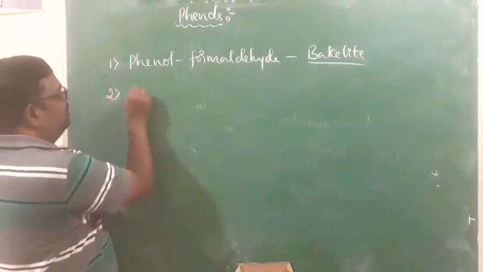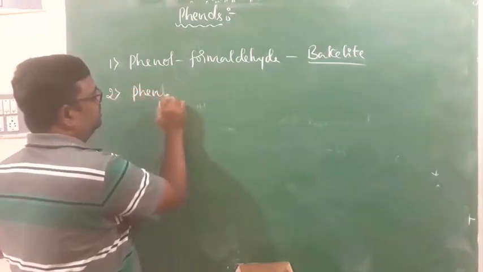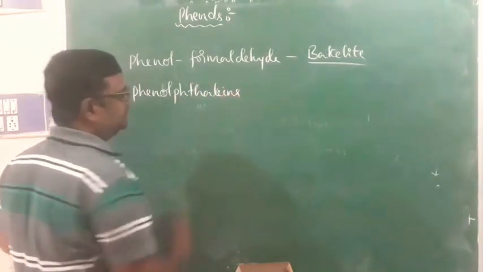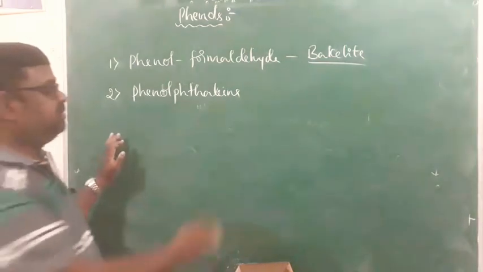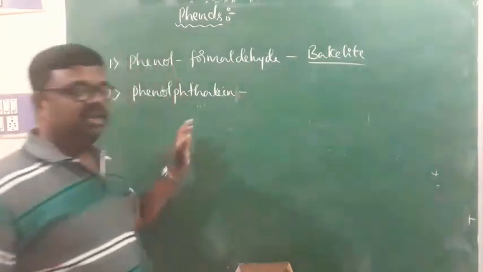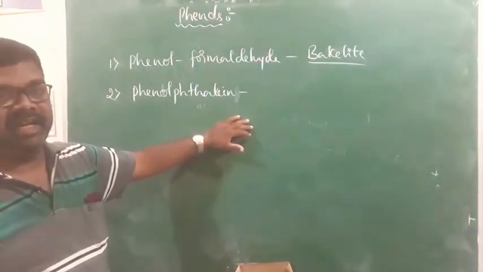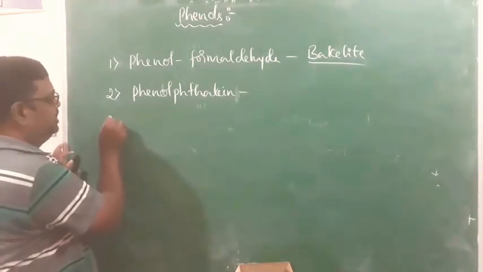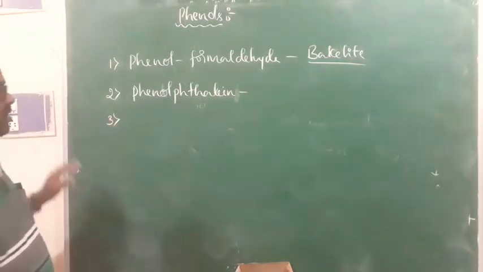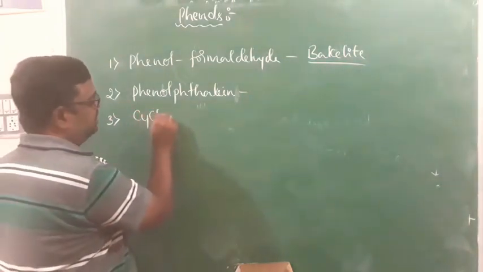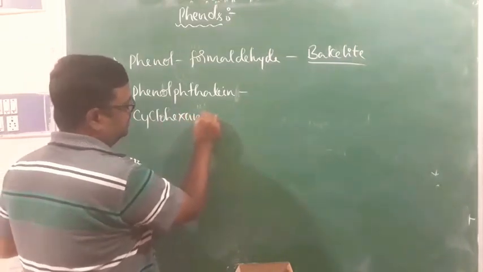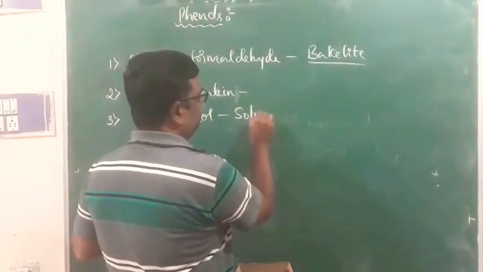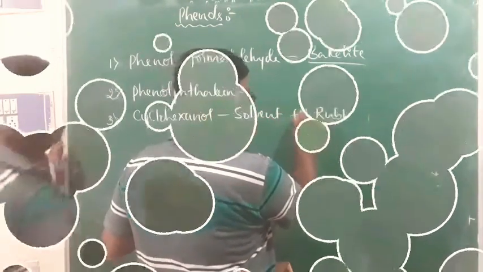Apart from that, phenol is used in the manufacture of phenolphthalein, one of the dyes, a colored organic compound. This phenolphthalein is used as an indicator in various acid-base titrations. That is another application of phenol. Phenol is also used in the manufacture of cyclohexanol, which is a very good solvent for rubber.